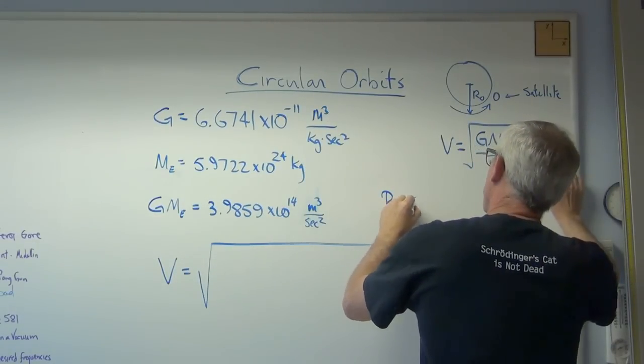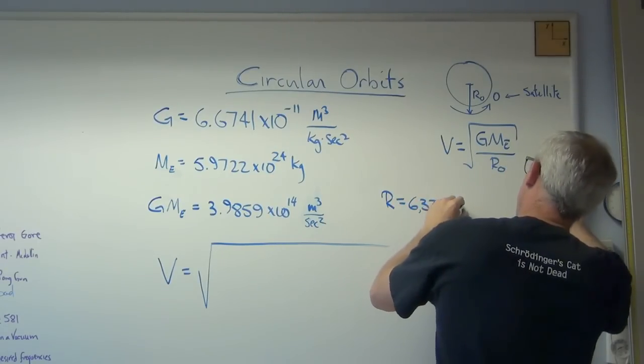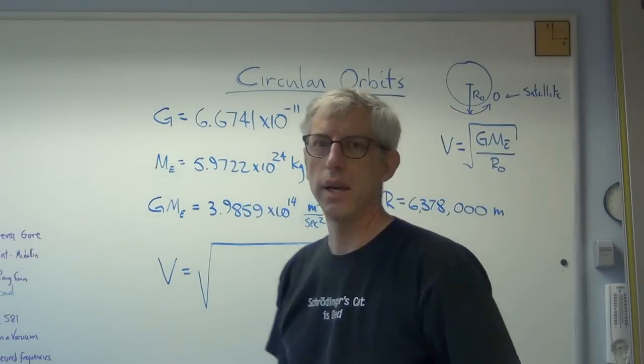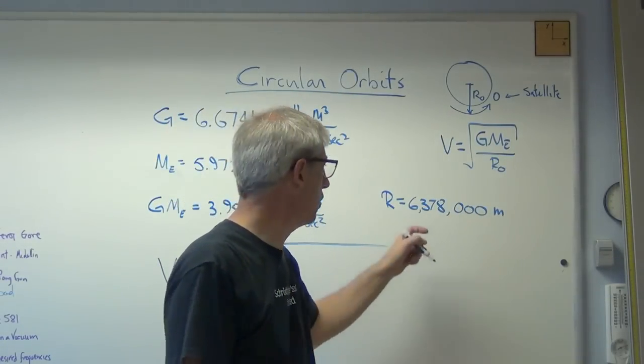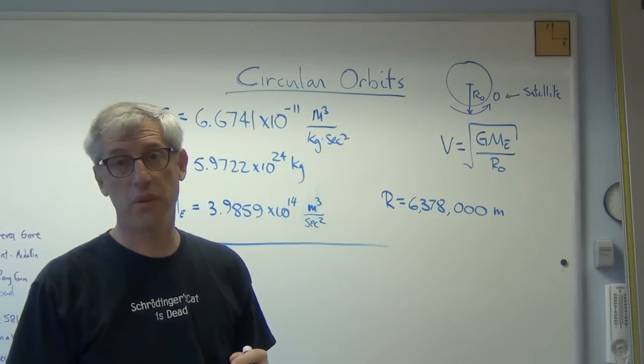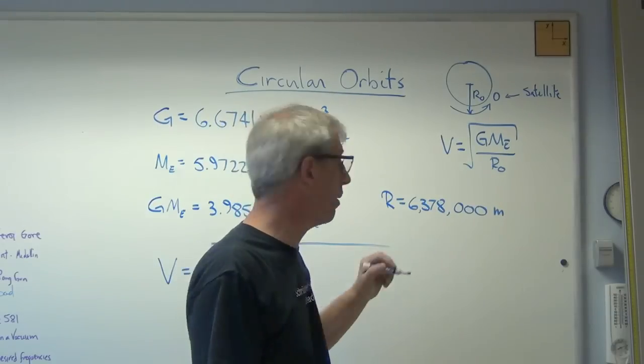The radius of the Earth we also know. It's 6,378 kilometers, but we need it in meters. There it is. By the way, Eratosthenes, an ancient Greek, knew that number to within a few percent. Okay? So we've known this for quite some time.